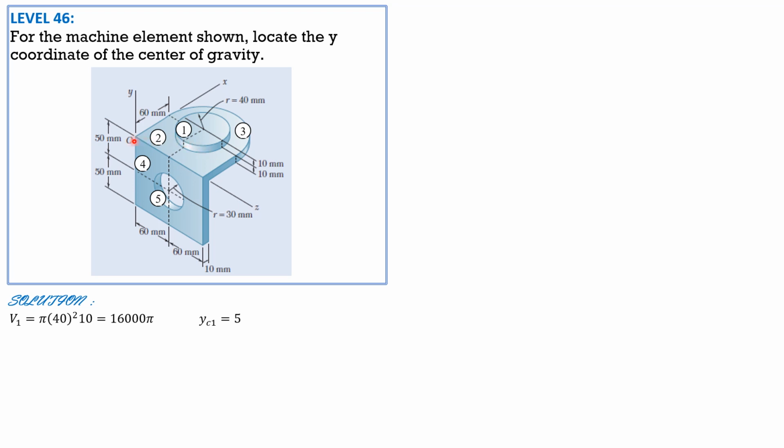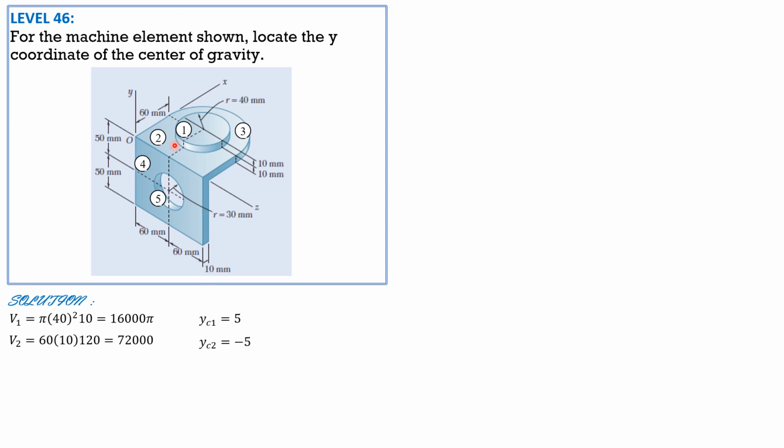Volume 2 is along x 60, along y 10 mm, then along z 120. So 60 times 10 times 120, that's 72,000 mm cube. And y sub c2 is, the centroid is below the xz plane, and the thickness is 10, so negative 5 mm.